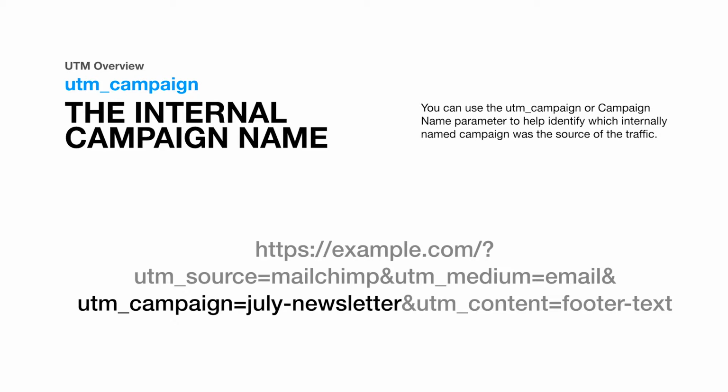So you'll notice I'm using the dash between July and newsletter. I could also just butt those up against each other and have July newsletter as one word, but for readability, and I want things to be simple and readable, I'm using the dash between the two. Okay, so our internal strategic campaign, this is our July newsletter that was sent via email through MailChimp.